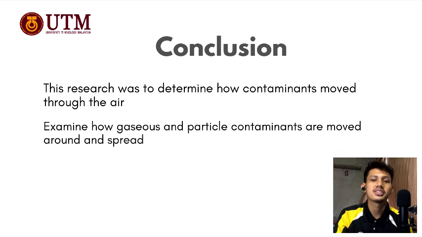The goal of the research was to determine how contaminants move throughout the air. The sub-micron size heavy particles move through the cabin the same way the passive gas pollutant did, with the exception of the area next to the source, where they move much more slowly in the rest of the cabin. The study also looked at how gases and particle contaminants are moved around and spread, and it found that there are more similarities between the two than there are differences.